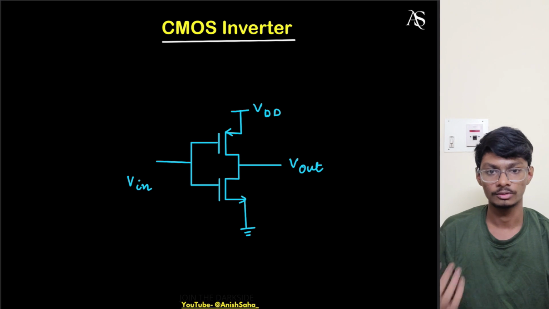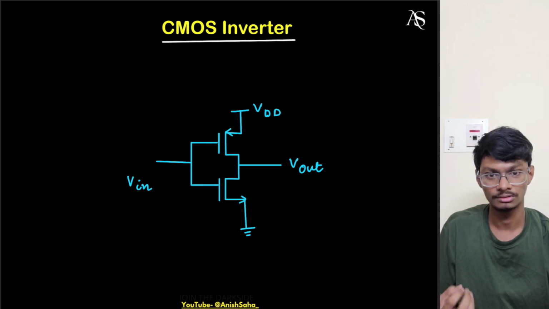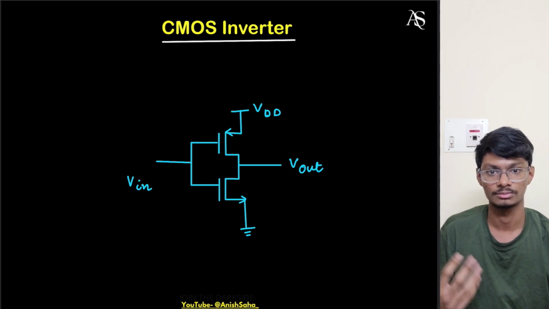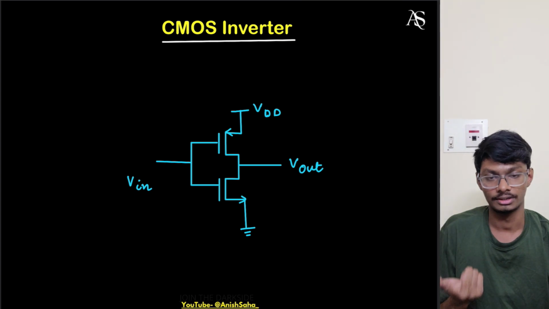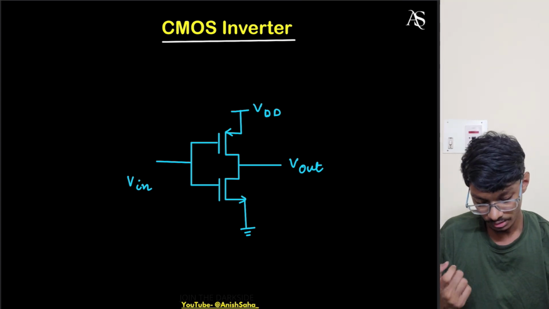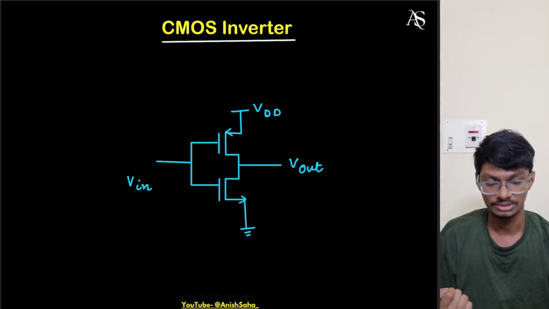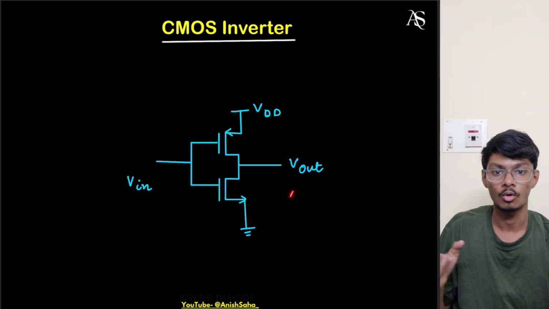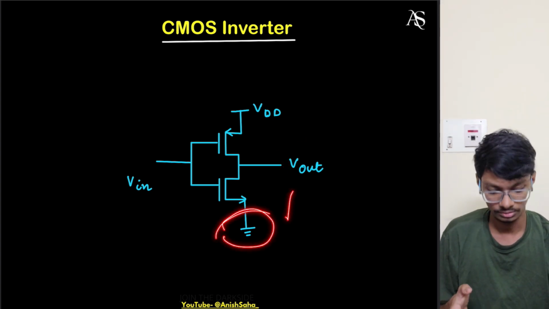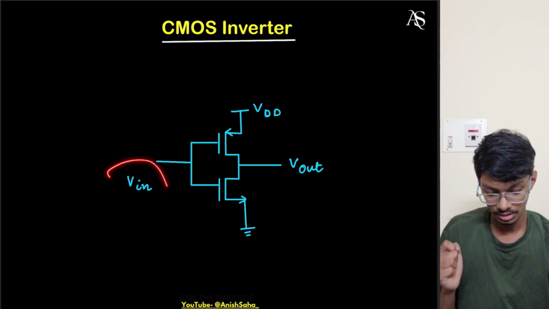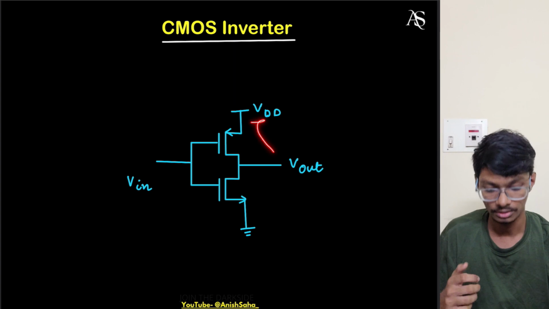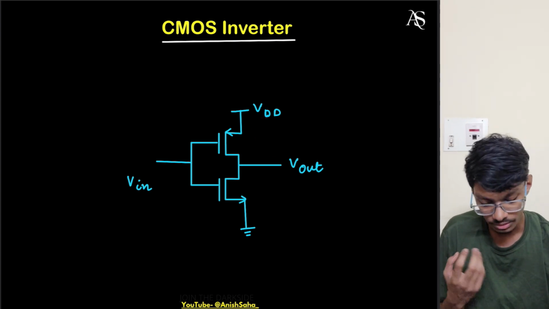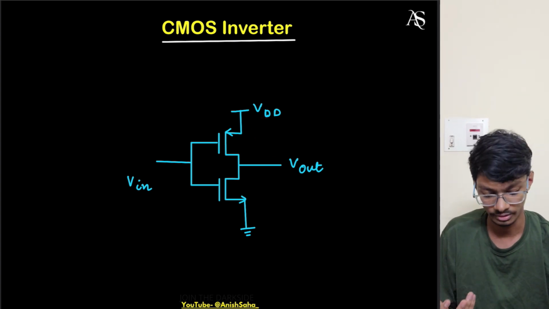Before going to the CMOS buffer, first we'll get a brief idea of what a CMOS inverter is. I hope you have already studied it. A CMOS inverter basically does this: when the input is high, the output wants to go all the way down to 0 volts. And if the input is low, then the output wants to go all the way up to VDD. So what is the symbol for an inverter?